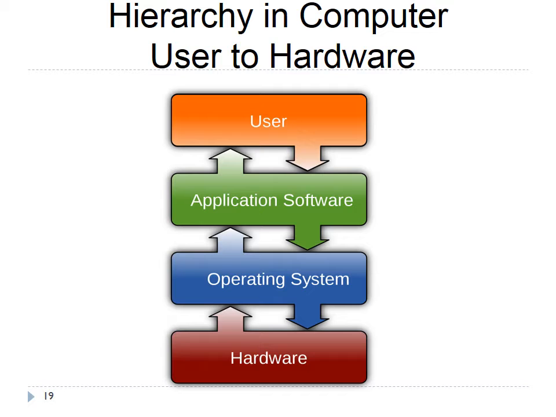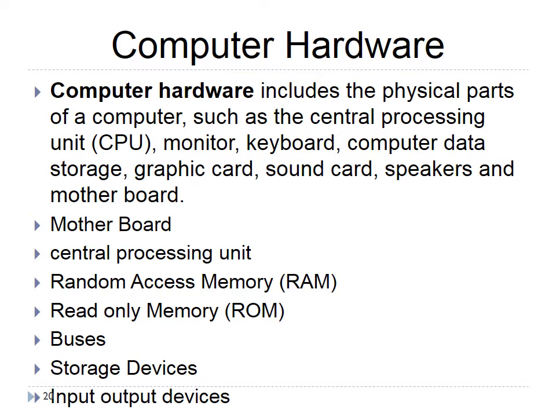In this lecture, we will discuss the hardware and software. We will discuss the operating system, which is a system software, in the next lecture. Let's discuss the hardware first. Computer hardware includes the physical parts of a computer, such as the case, central processing unit, monitor, keyboard, computer data storage, graphic card, sound card, speakers, and motherboard.